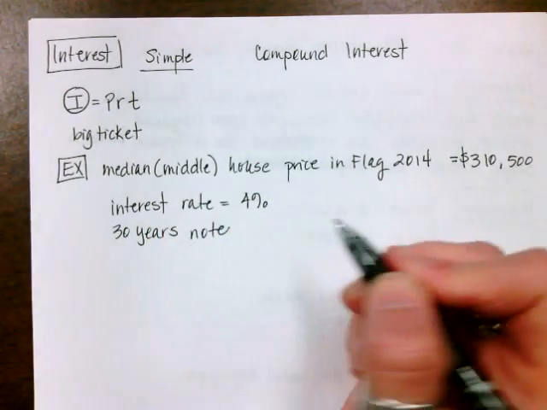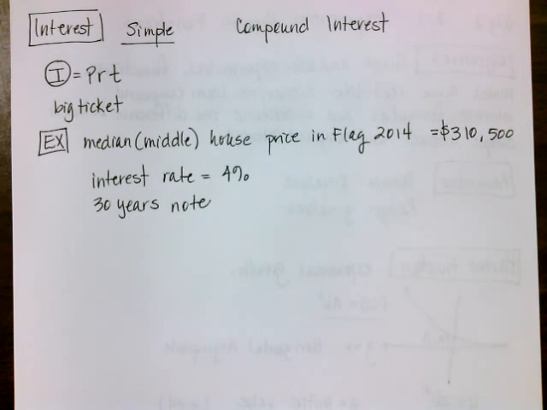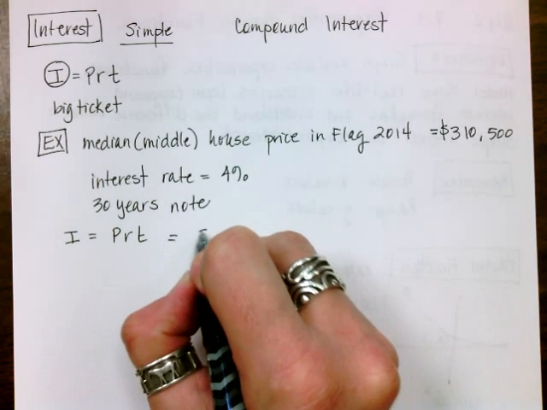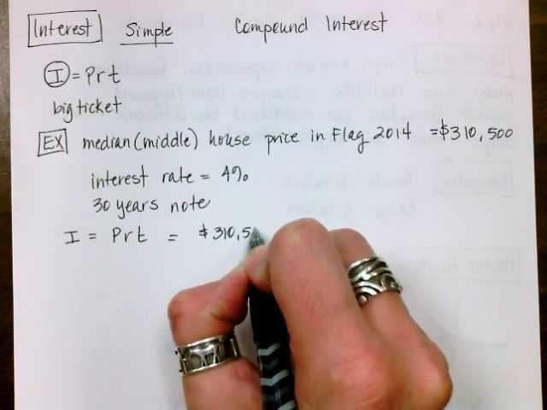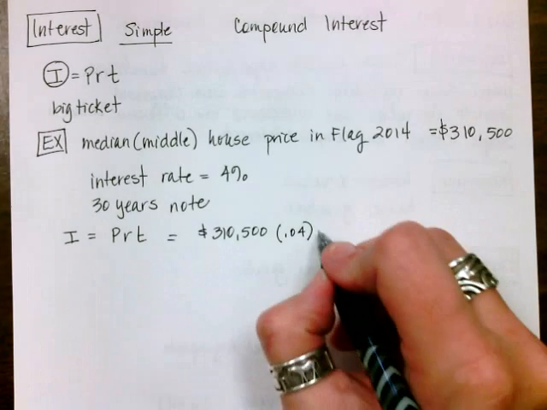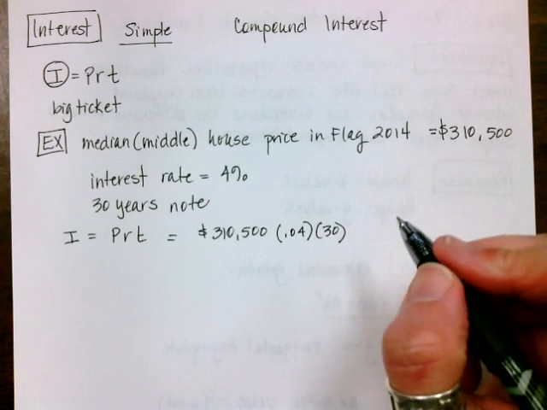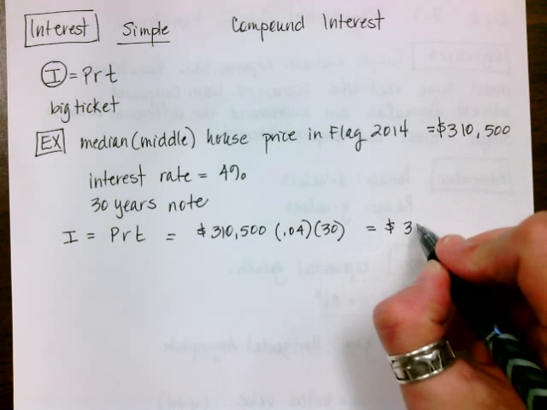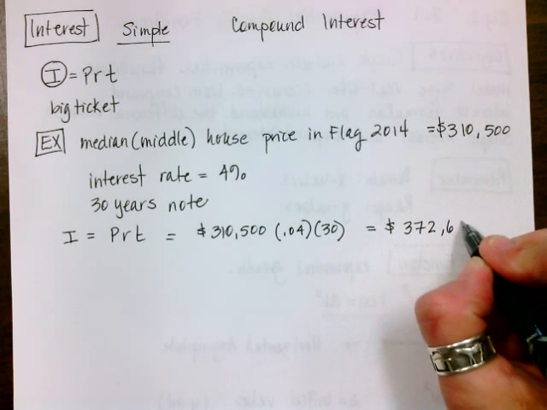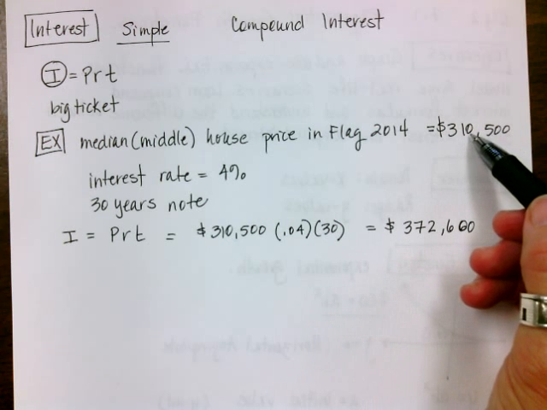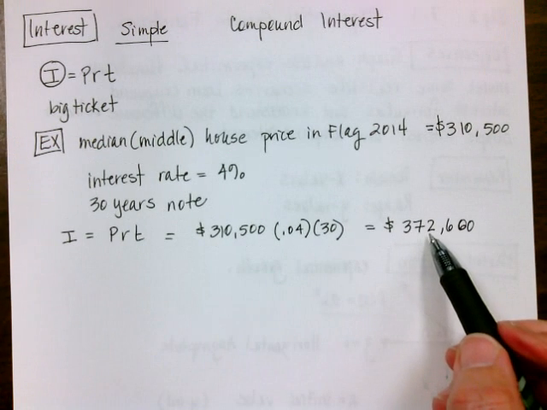So before I figure out my house payments, the first thing that I do is I want to calculate how much interest is accrued over that 30 years. So my interest is equal to principal, rate, and time. My principal was how much the house cost, which was $310,500. My interest rate was 0.04. We always do the interest in decimal form, and then I'm going to multiply that by 30 years. So when I do that math, you find that the interest on the house, the money that you pay to the bank to loan you money, is $372,600. Oops, that's $600. So if you'll notice, you actually pay more to the bank than what the house is worth. So on a 30-year note, the cost of the house doubles.